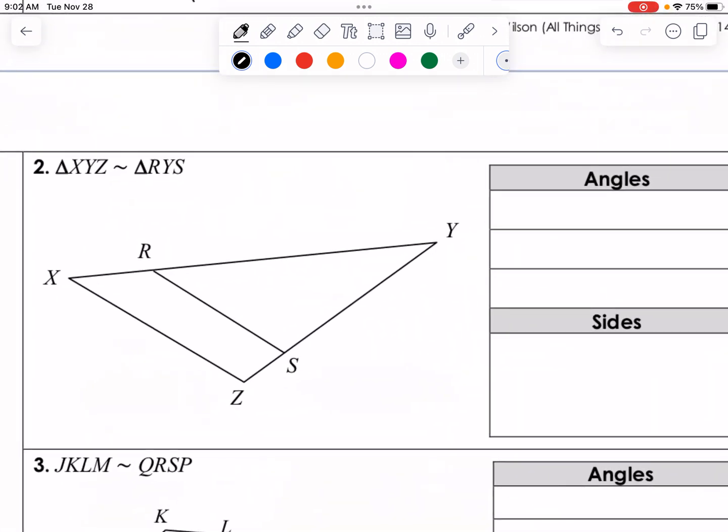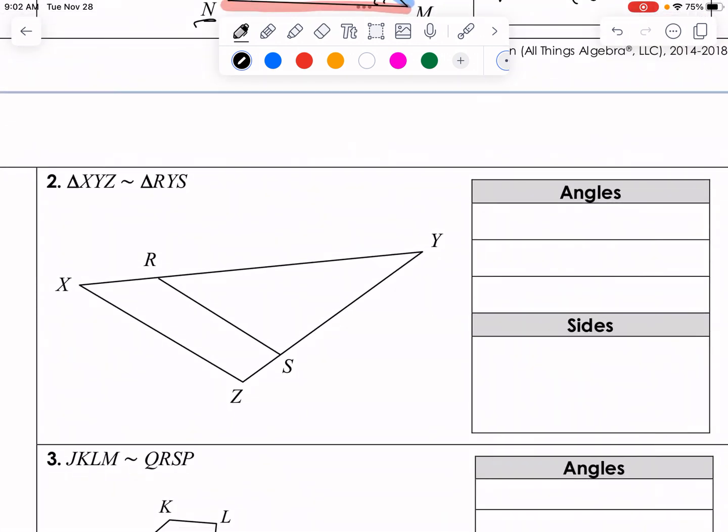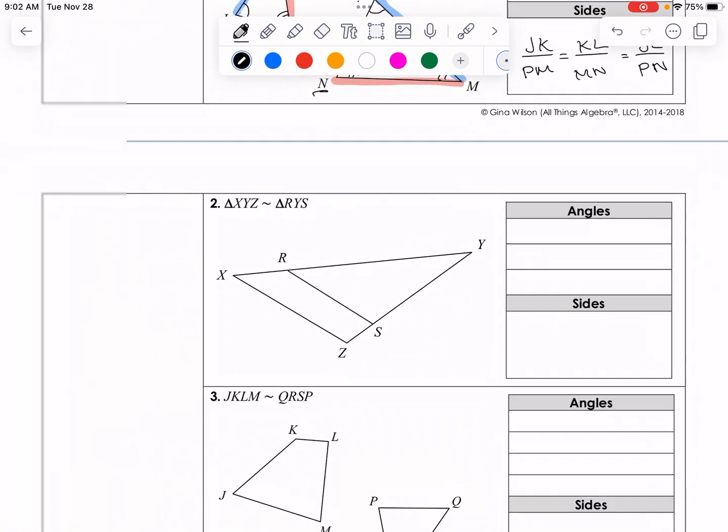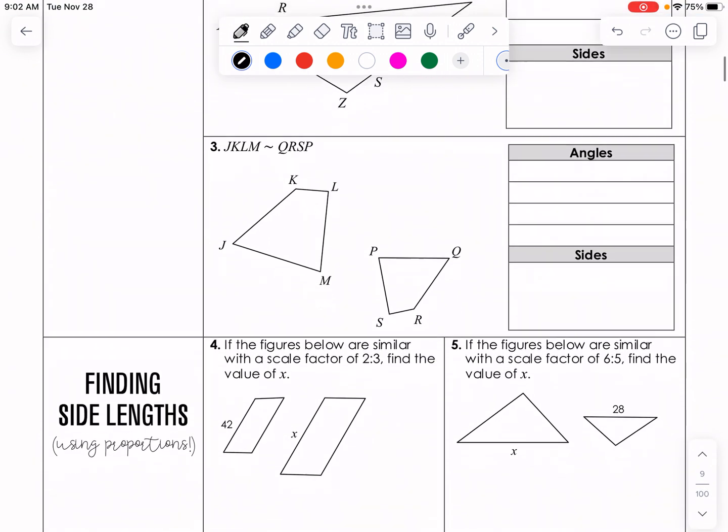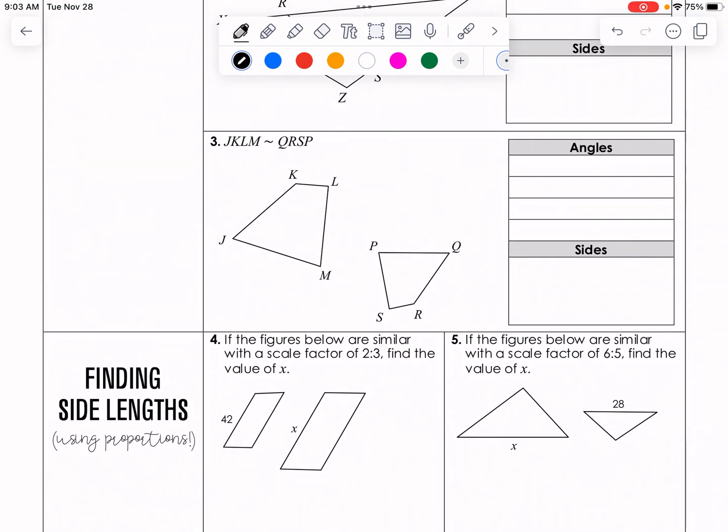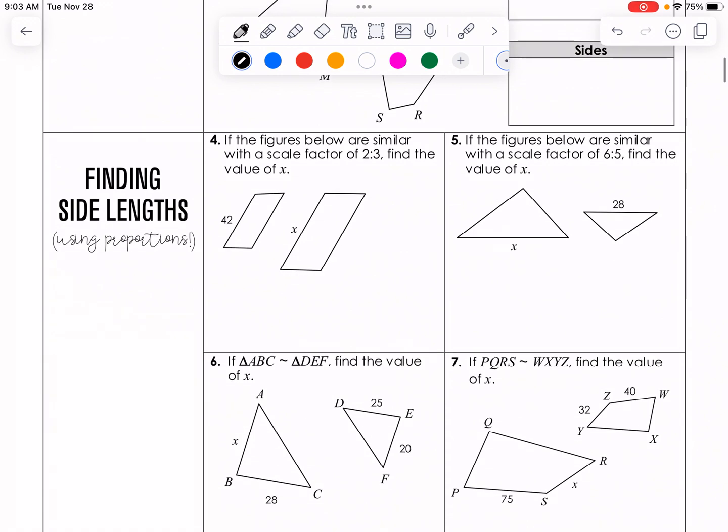This here, I'm not really doing this problem, but I just want you to understand we have a small triangle inscribed in a big triangle. So just be mindful of that when you have various shapes, they have the same shape, but they have a different size. Okay, let's go to the next part here.